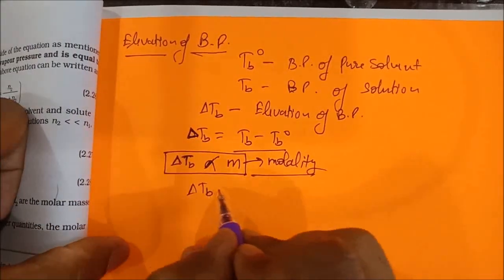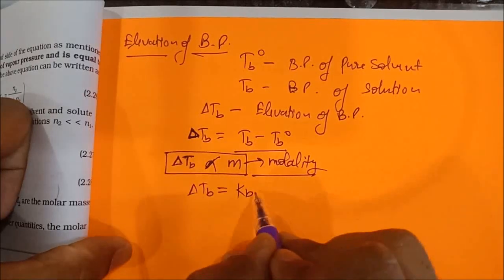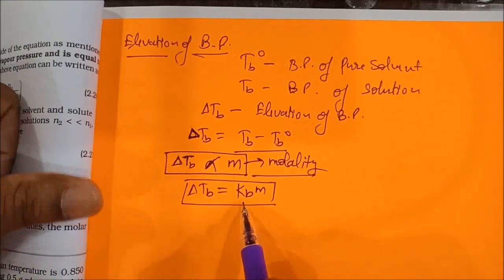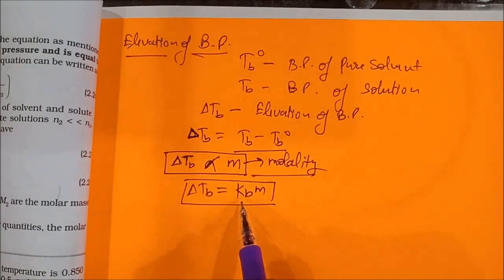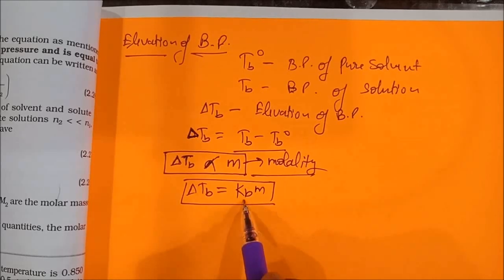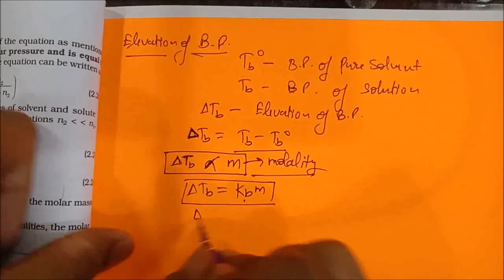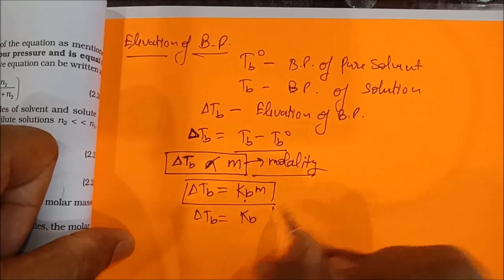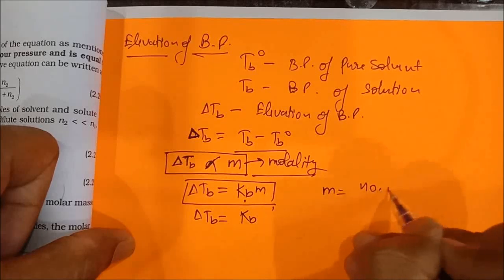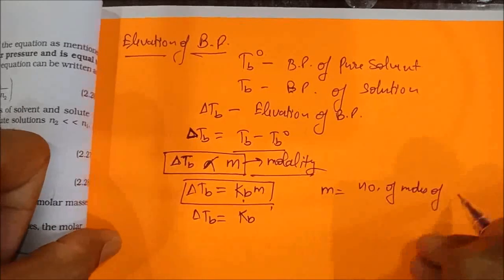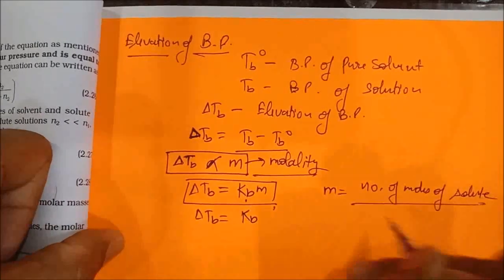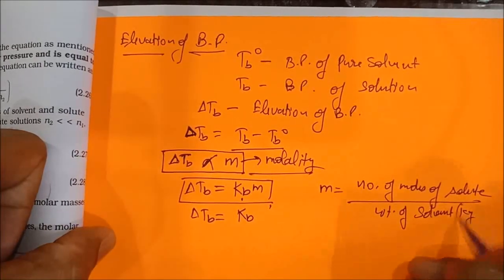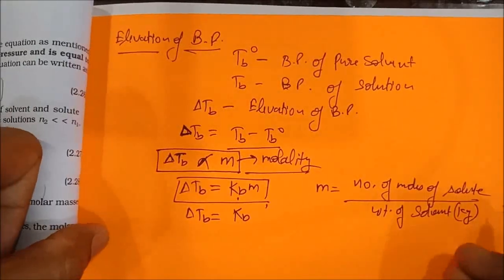Okay, and as you remove this proportionality sign, one constant term is introduced, and it is written as KB, where KB is the ebullioscopic constant, or molar elevation constant. So delta TB is equal to KB, and what is the formula of molality? Molality is equal to number of moles of solute upon weight of solvent in kg, and if it is written in gram, multiplied by 1000.